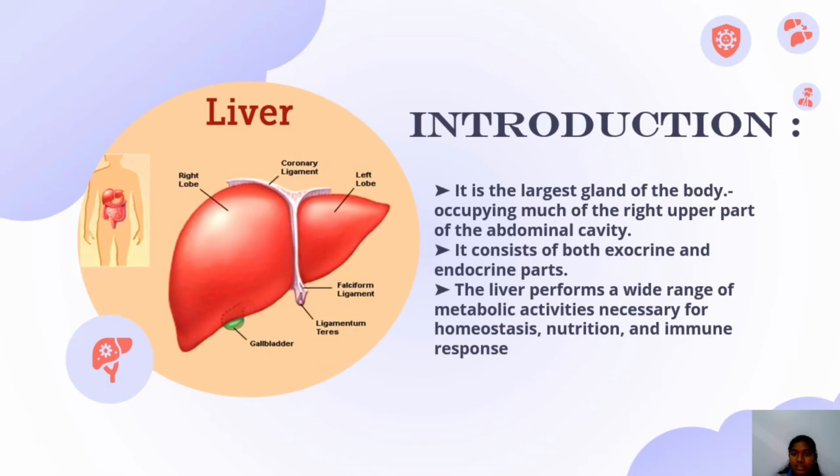Introduction. It is the largest gland of the body, occupying much of the right upper part of the abdominal cavity. It consists of both endocrine and exocrine parts. The liver performs a wide range of metabolic activity necessary for homeostasis, nutrition and immune response.